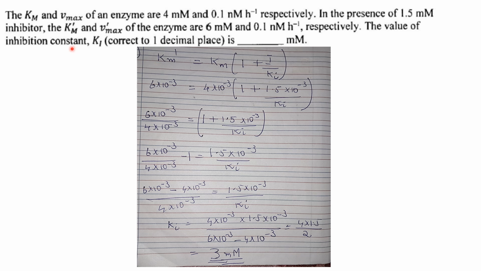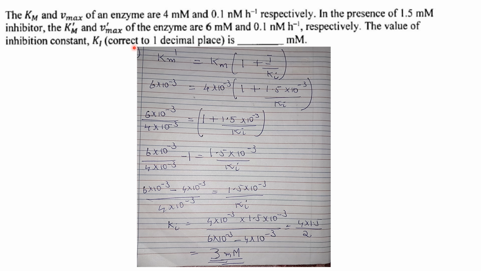Then next one. Km and Vmax of an enzyme are 4 millimolar and 0.1 millimolar per hour respectively. In the presence of 1.5 millimolar inhibitor, the Km and Vmax of the enzyme are 6 and 0.1. The value of inhibition constant.